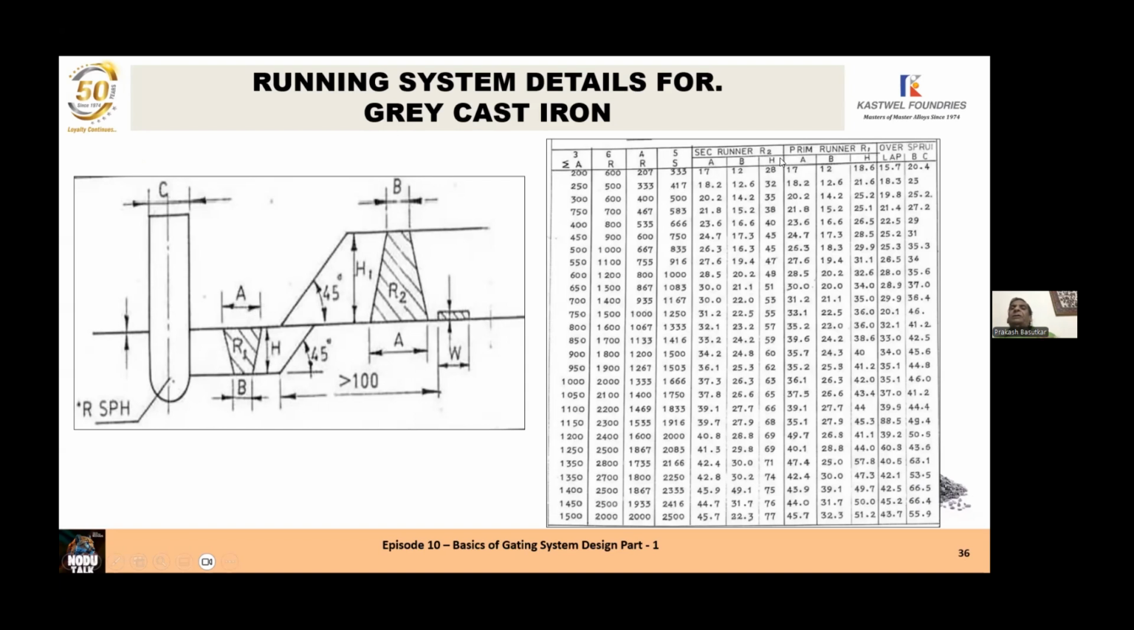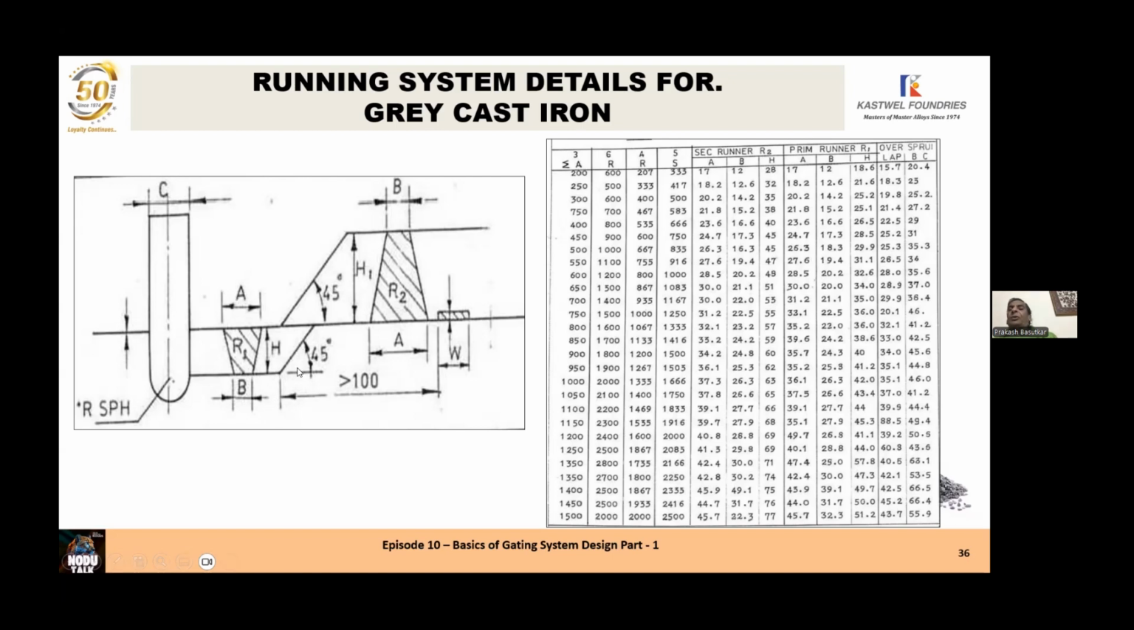C is the diameter of the sprue. R is the spherical radius at the bottom of the sprue basin. B is the bottom surface of the primary runner bar. A is the top surface of the primary runner bar. Capital H is the height of the primary runner bar. Inclined slope is 45 degrees.